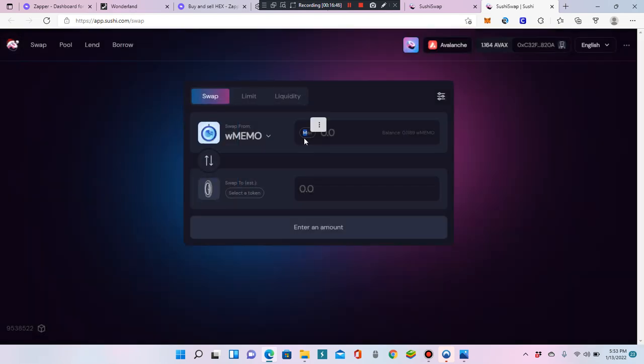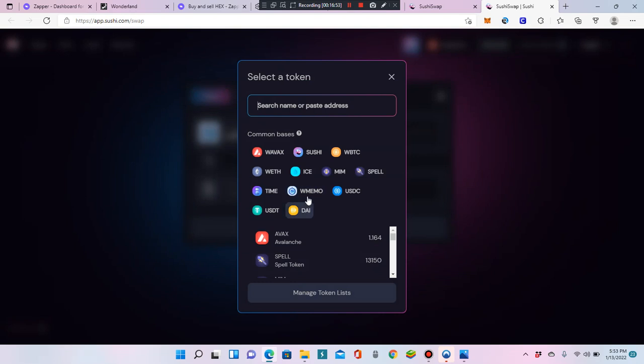Anyway, it's still bitter. Can you tell? Okay, so I have this wrapped memo, and then I want to change it to MIM because it seems like those are the only things that are cross-chain. I'm just going to change it to MIM anyway.